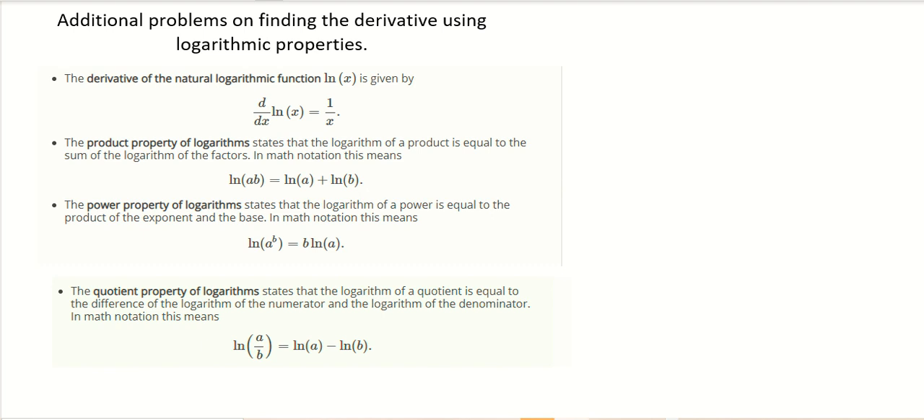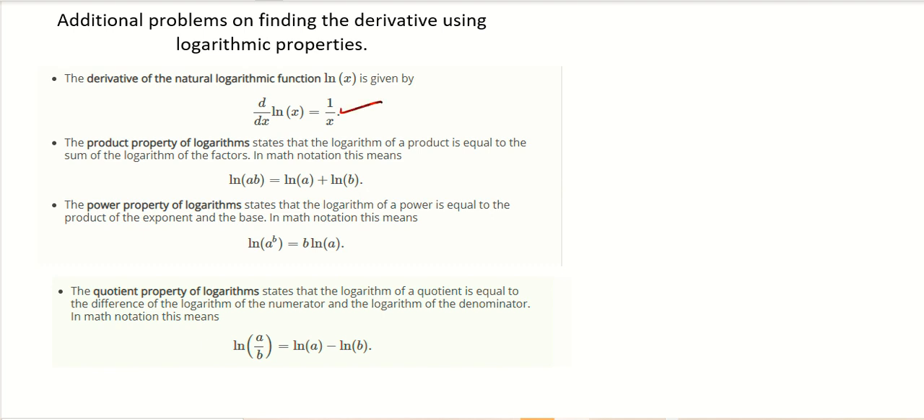This video is on additional problems on finding the derivative using logarithmic properties. This comes from the OpenStax book of calculus and in terms of the Newton Alta web-based homework. So if you recall in class, we talked about the derivative of a natural log is just 1 over x. That's once we take the derivative.